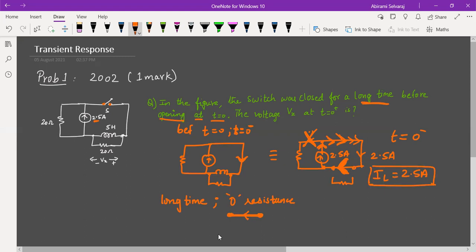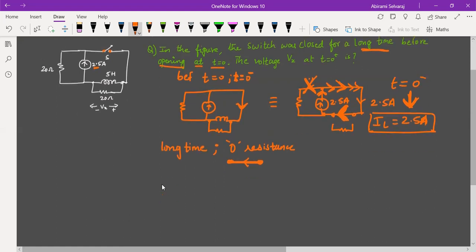When is this current flowing? At t equal to 0 minus. Just before opening, it is going to have the current IL equal to 2.5 amps. So let us remember this. This is very important. With this, we can solve the problem very easily. Let me scroll a little down. Now we know that at t equal to 0, something happened. Very good. Now let me take t equal to just after.